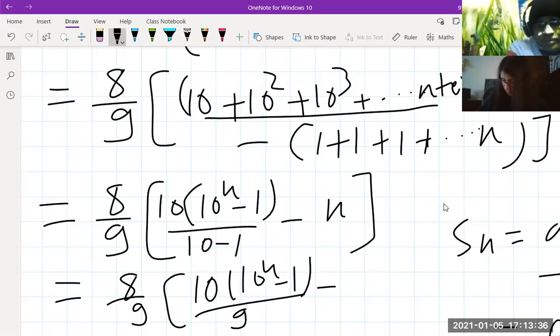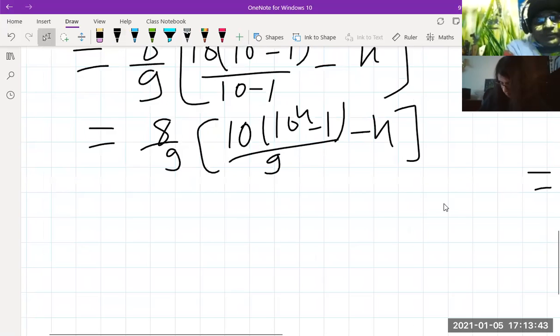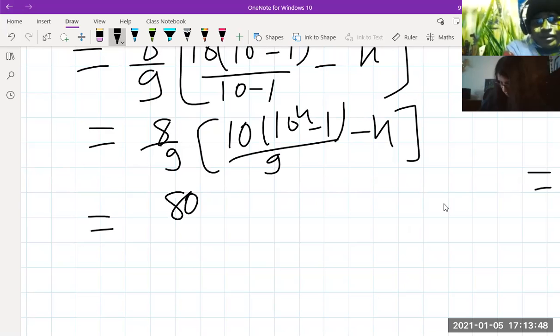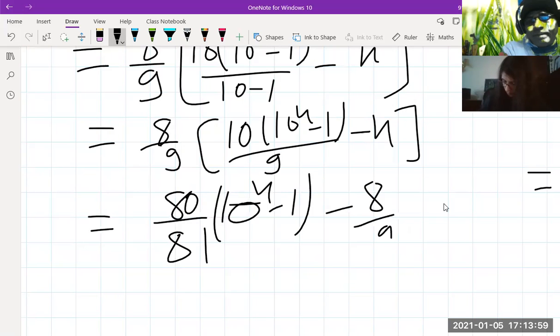So it will be 8 upon 9 times 10 into 10 to the power n minus 1, divided by 9, minus n. Now we can open the bracket and rewrite it like 8 into 10, 80 upon 81, into 10 to the power n minus 1, minus 8 upon 9 n, and this should be the answer.